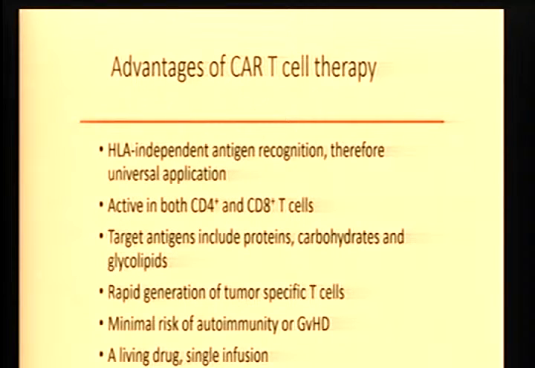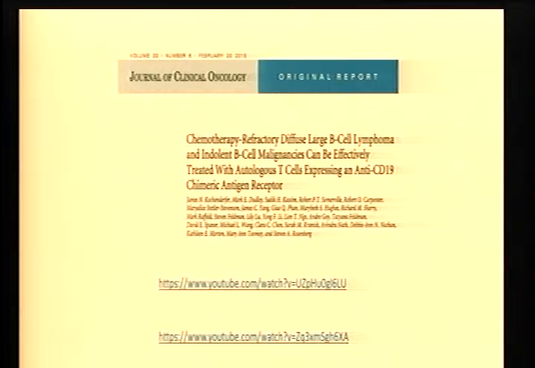Minimal risk of autoimmunity or GVHD because it is targeting a particular antigen. It's not removing the brakes on the immune system, right? It's a living drug, and a single infusion is supposed to be sufficient so far, because it's only been tried in B-cell lymphomas.